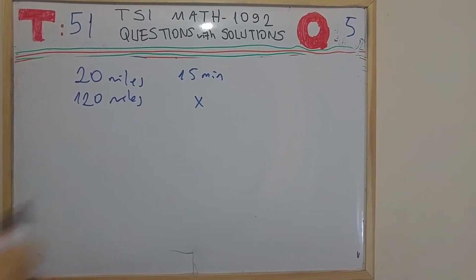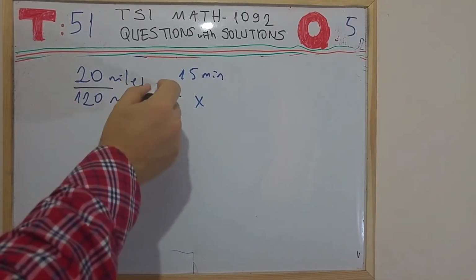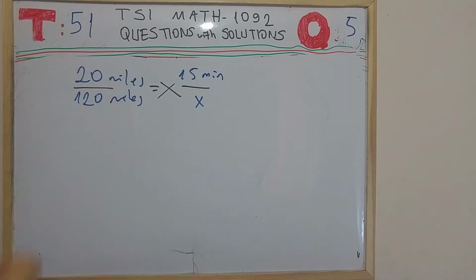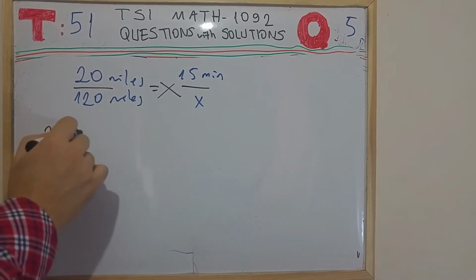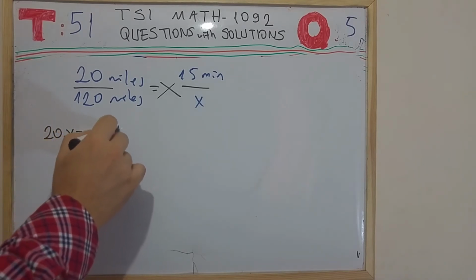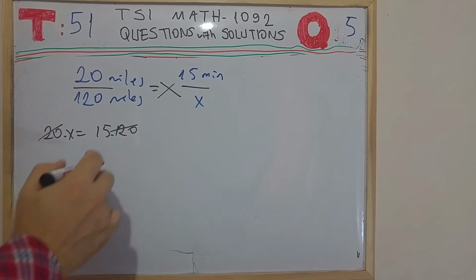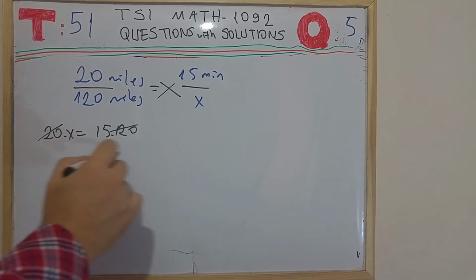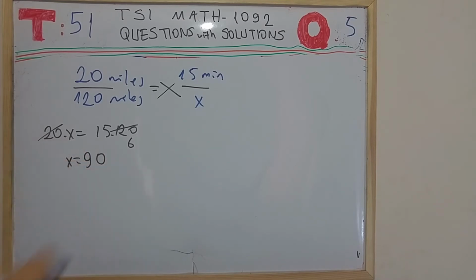Let's solve this question. What we see is a direct proportion. Therefore, we can just say that this is equal to this, so that 20 times x is equal to 15 times 120. When 120 is simplified by 20, we have 1 here and we have 6 here. x is equal to 90 minutes.